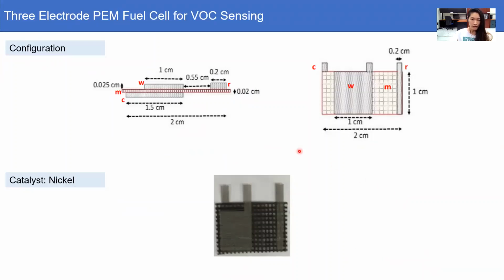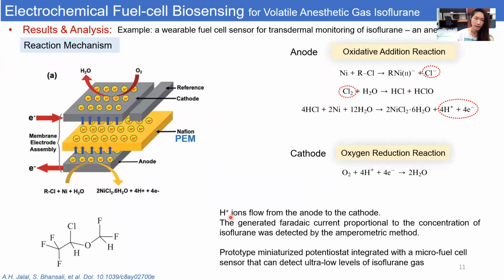Then we will talk about the PEM fuel cell sensor. This is the configuration. There is a working, counter, and reference electrode, and the membrane as an electrolyte. The nickel is a catalyst here. We will talk about the wearable fuel cell sensor for transdermal monitoring of isoflurane anesthetic here.